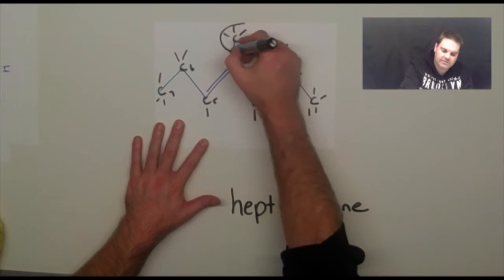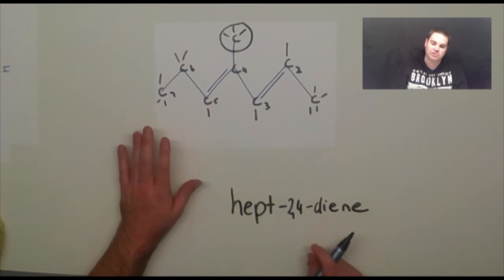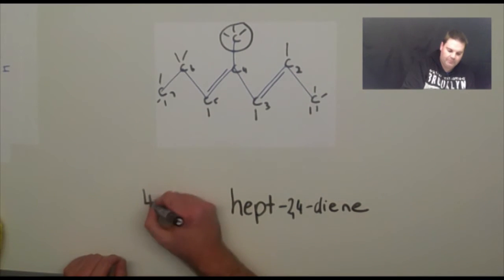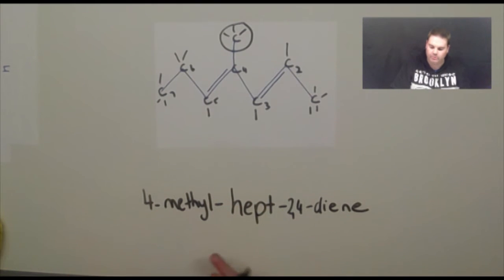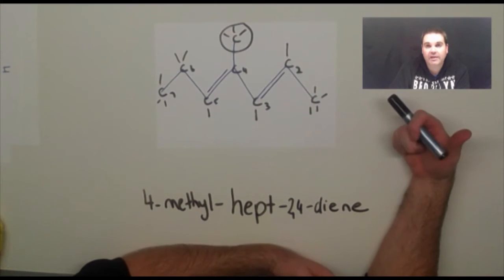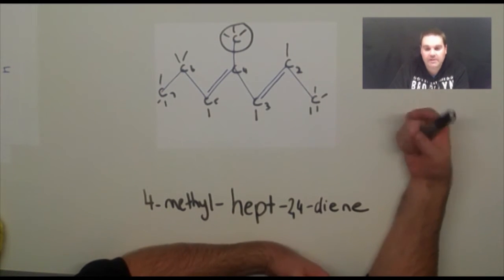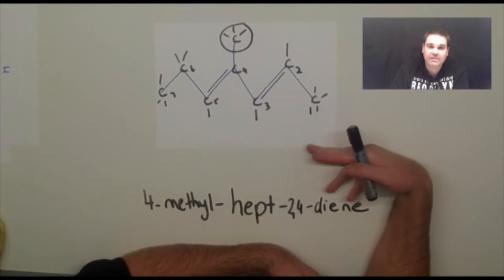And then here we have this extra carbon atom which wasn't part of our longest chain. So on the fourth one we've got a methyl group. Okay, so 4 methyl hept 2, 4 diene. Okay, so that's naming your alkenes, your alkanes, your alkynes. Just your general skeleton structures.